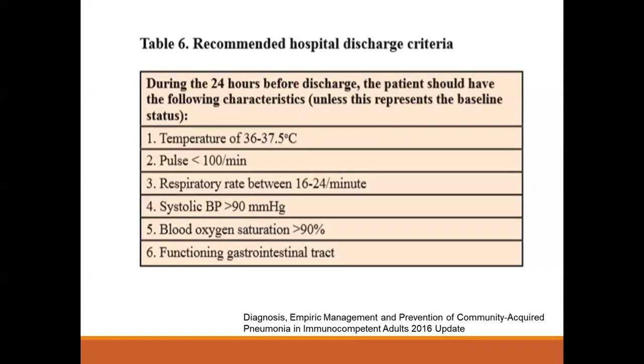Here are the criteria for discharge. During the 24 hours before discharge, the patient should have the following characteristics: no episode of fever, normal pulse rate, respiratory rate between 16 to 24 with a systolic blood pressure of more than 90 millimeters of mercury, so there should be no hypotension, a blood oxygen saturation of more than 90%, and a functioning gastrointestinal tract. When all of these are met, you can discharge your patient.